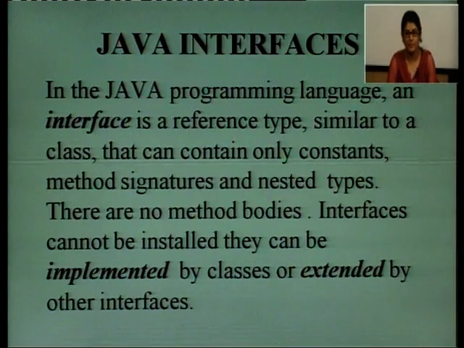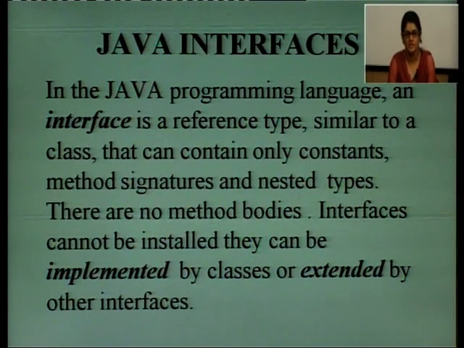In the Java programming language, an interface is a reference type similar to a class that can contain only constants, method signatures and nested types. There are no bodies of the methods and interfaces cannot be instantiated. They can be implemented only by classes or they can be extended by other interfaces.